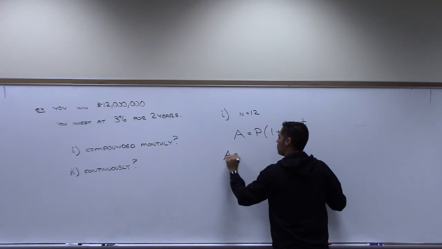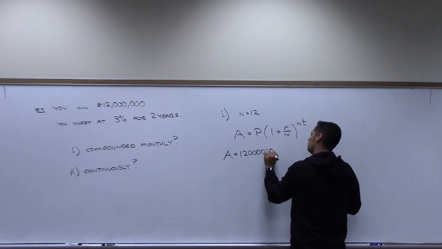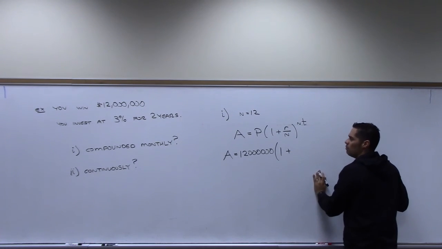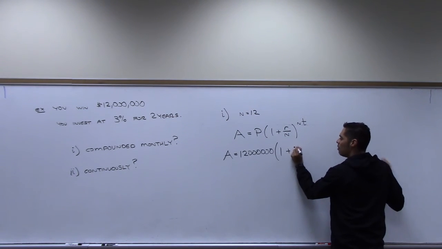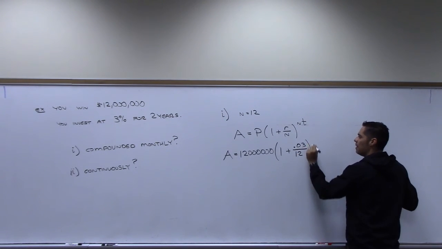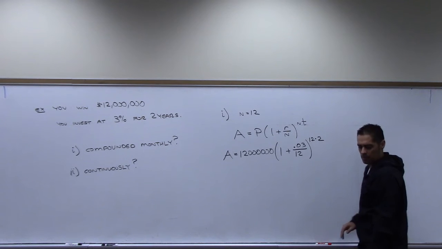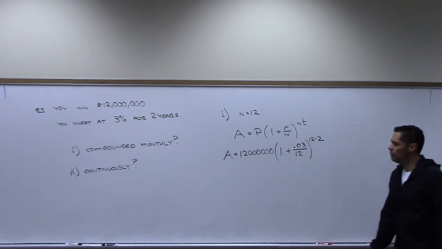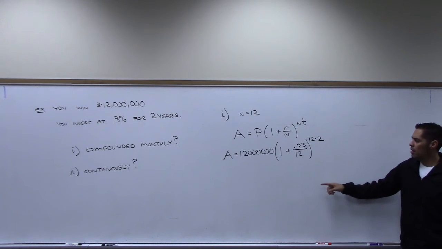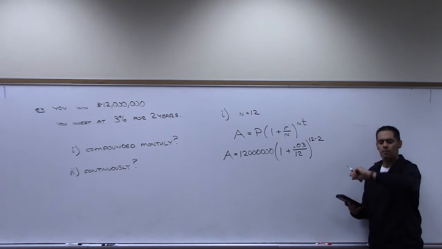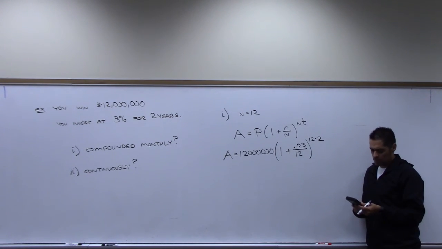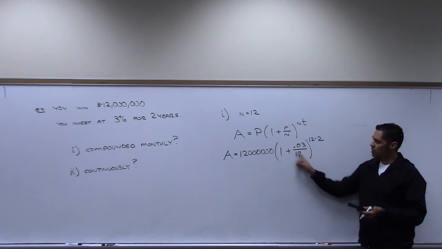And that means A equals 12 million times (1 plus, what's my rate converted?) 0.03 divided by 12 for monthly, and then 12 times 2. Understand where all the numbers come from? Do 0.03 divided by 12 and you get 0.0025. Add 1 to it.